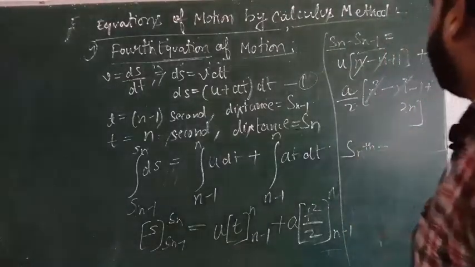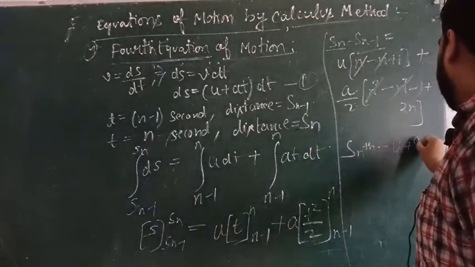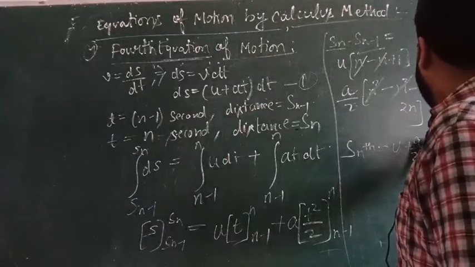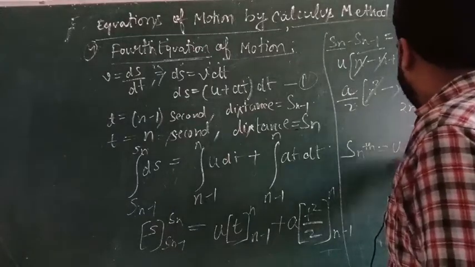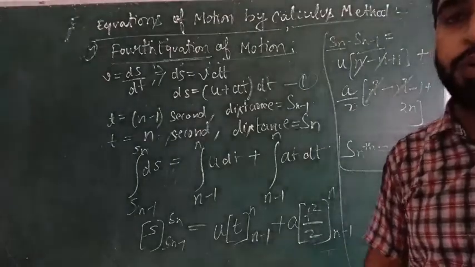S nth will be equal to u plus a upon 2, in bracket, 2n minus 1. So this is the distance traveled in the nth second. I hope you understood this.